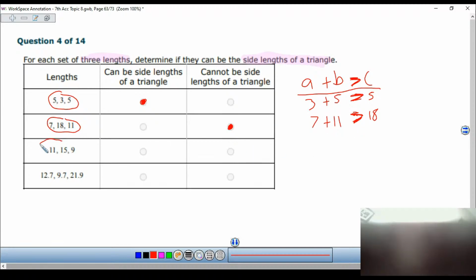All right, now we got the next one, number 3 on here. You got 9, 11, and 15. So we got 9 plus 11. It has to be greater than 15. And I think it's pretty easy to see that that is greater. So that is a triangle.